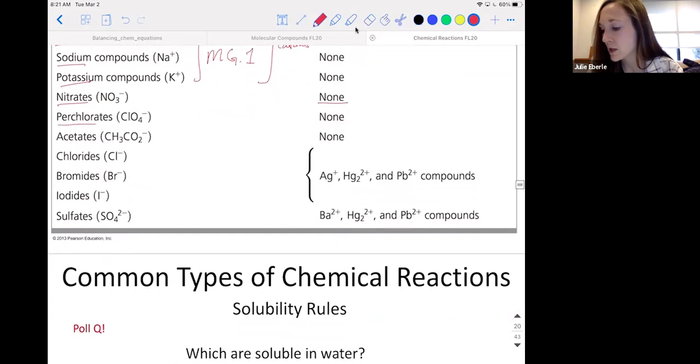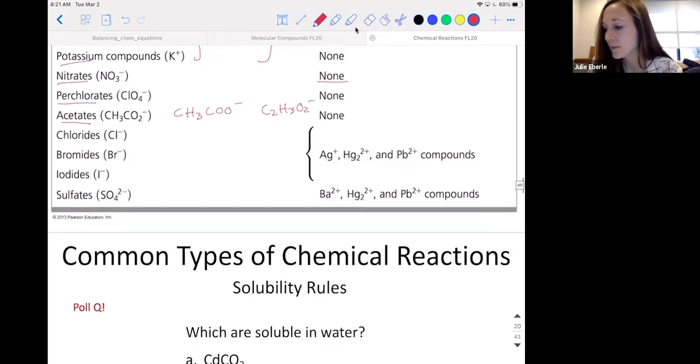Perchlorate, that's a weird one. We haven't talked about that much. Acetate. There's different ways to write acetate. I want to point this out, by the way, because on your lab, you saw it written CH3COO minus. Here you see it written CH3CO2. Sometimes you also see it written C2H3O2. Okay, this is all acetate. I'm sorry, there's so many different ways to write it, but there's 2 carbons, 3 hydrogens, 2 oxygens. So don't be thrown off by the way it's written. Acetate compounds are always soluble, will always dissolve, they're always aqueous.